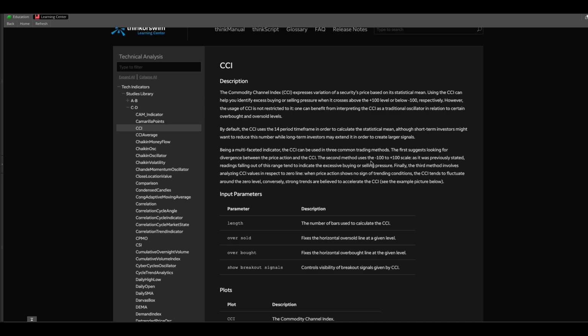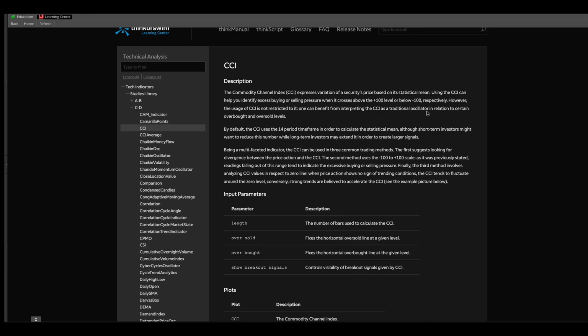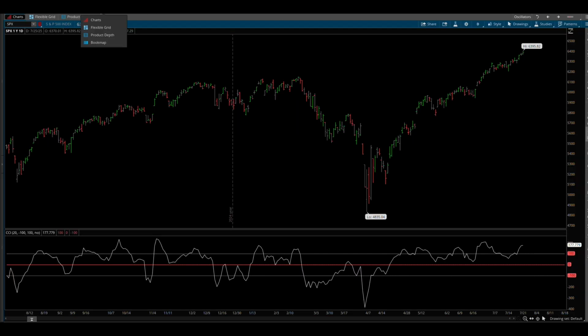Second method is using between negative 100 and 100. So falling out of this range tends to indicate excessive buying or selling pressure. And then the third method that you can use is to just use a zero line, trying to follow along with price action. But the big thing is when it crosses above 100 or below negative 100, that might be buying or selling pressure, but it's not restricted to that. So let's go back to the charts.